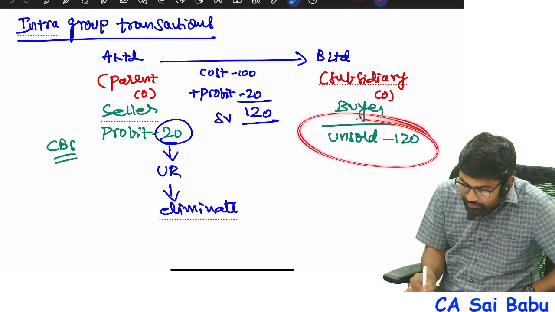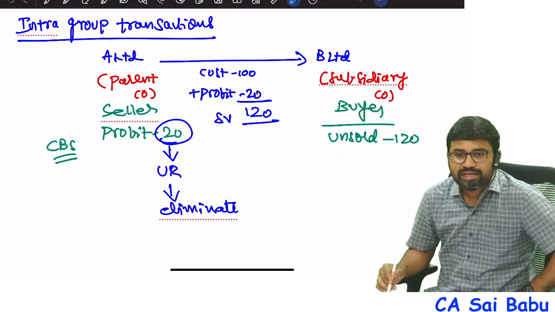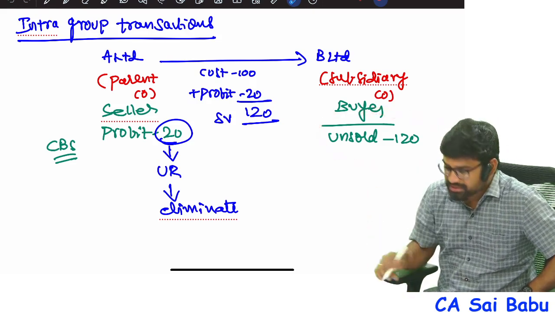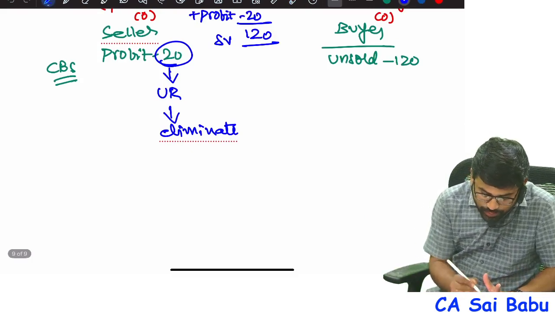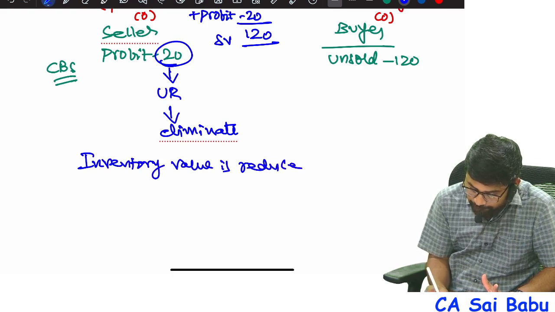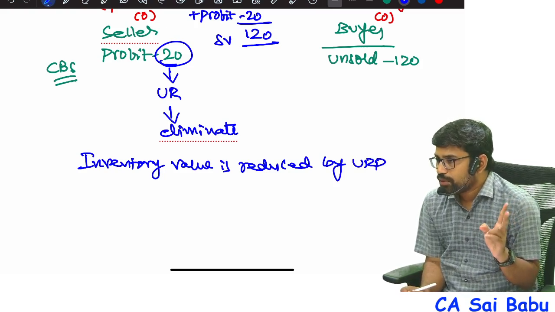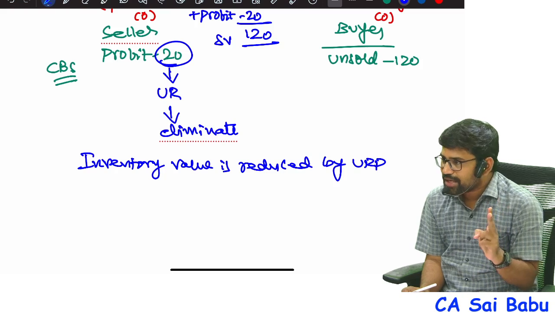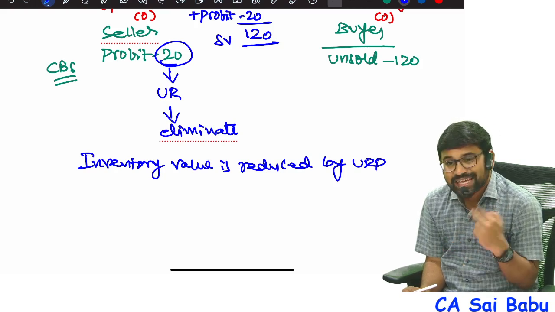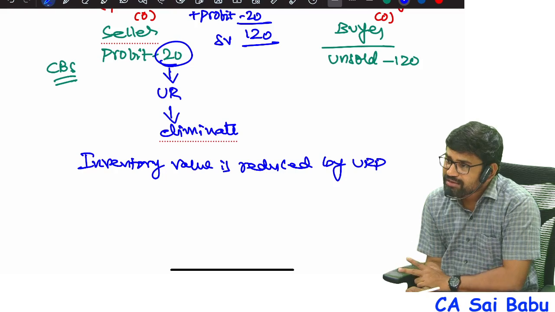Because this inventory, whatever parent sold to subsidiary, is valued at sale price, but it should be brought to cost. Therefore, inventory value is reduced by the 20 unrealized profit. Finally, tell me what happens here. Two adjustments will be done. One is that parent company post-acquisition profits will be reduced. Second, inventory value will be reduced. Both are reduced by unrealized profit.